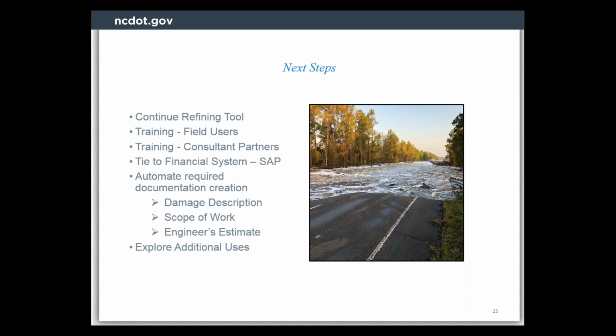And then we're looking at ways to automate some of the work. If we have the measurements and we have the locations, there are some things that we can automate in terms of defining damage descriptions with the scope of work, as well as automating an engineer's estimate. So we're looking at doing that kind of math in the tool as well. And we're looking at additional uses, other ways that we can utilize the Survey 123 application for other data acquisition within our state. So with that, Rick, I'm finished at this point. I'll be happy to take any questions.